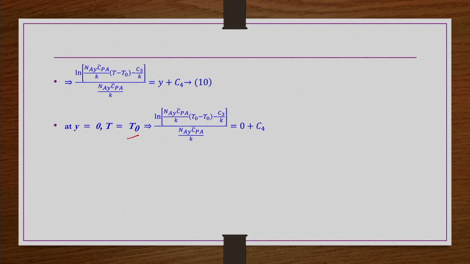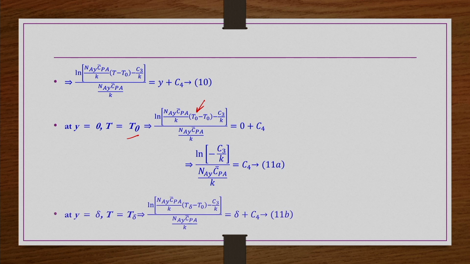So, now we have two boundary conditions, two constants we can evaluate. So, at y equals 0, T equals T naught. So, then here when you substitute T by T naught, you get this term as 0, which means C4 is nothing but ln of minus C3 by k divided by ṅ_A C_PA bar by k. Now, we apply the other boundary condition, at y equals delta, T equals T delta. So, then here in place of y we are having delta, right.